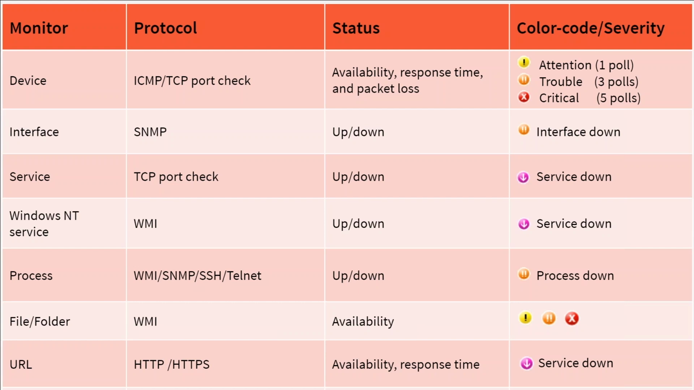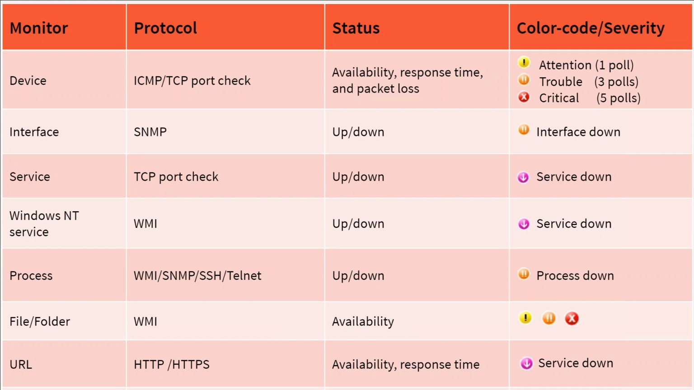And interface monitoring happens with the help of the SNMP protocol, where we let you know the up or down status of the interface, and you can see the respective severity there on the right. And for service monitors, we use the TCP protocol to do a TCP port check to show whether the service is up or down. And on Windows machines, for the Windows NT services, we use the WMI protocol to show the service up or down status.